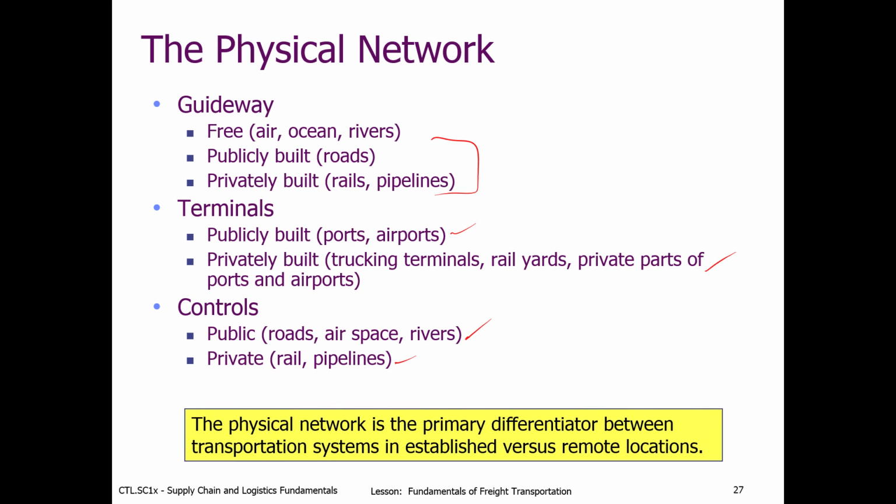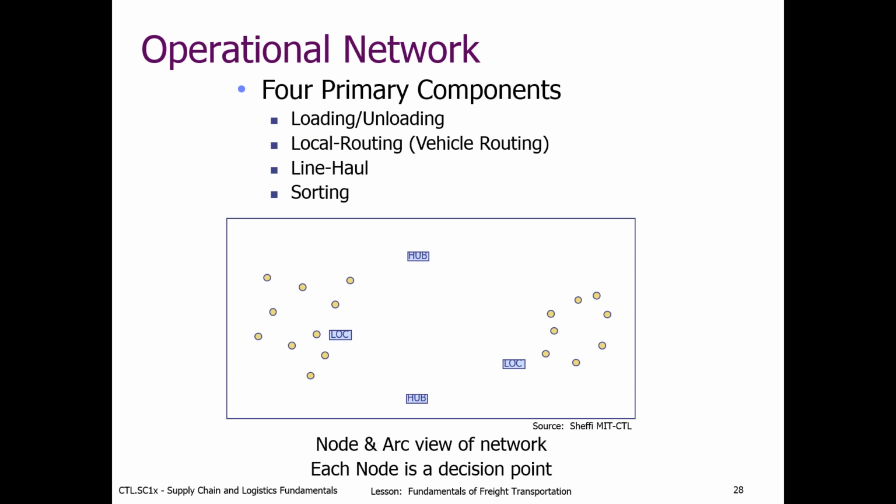And so the physical network is important, and it's the primary differentiator when you're making freight decisions in an established network versus something more remote. If you're in an area where the roads don't exist and the physical infrastructure is constantly changing, then this physical network is very important. If you're in a more established network, it's an input, it's a given, and you use it to make decisions. So let's go to the operational network.